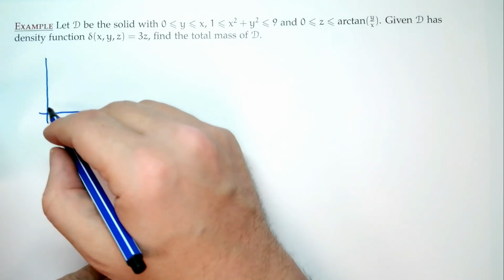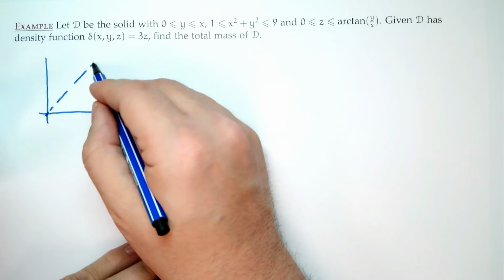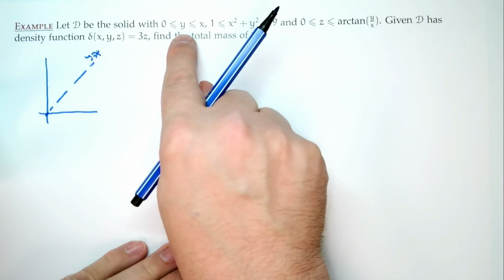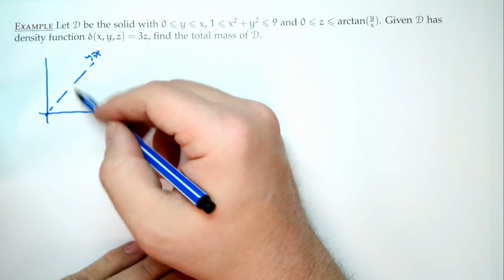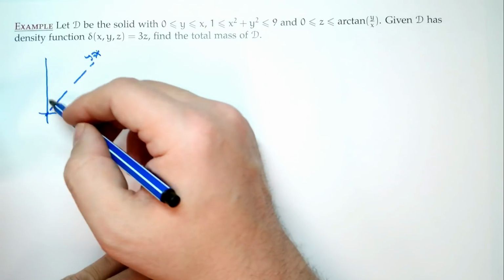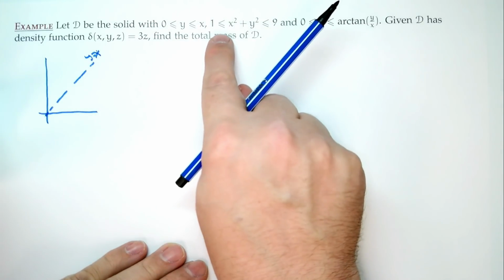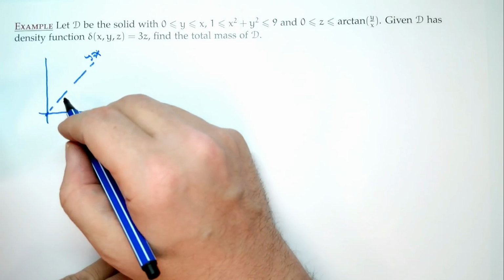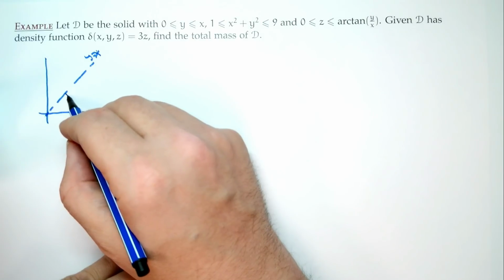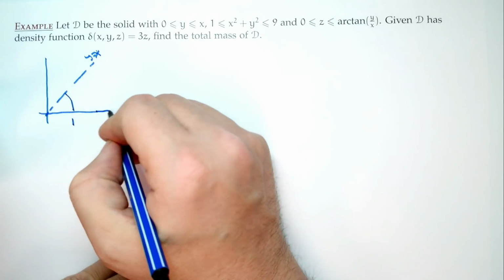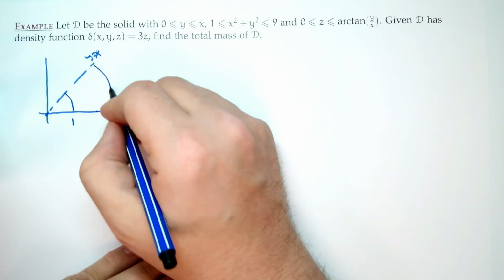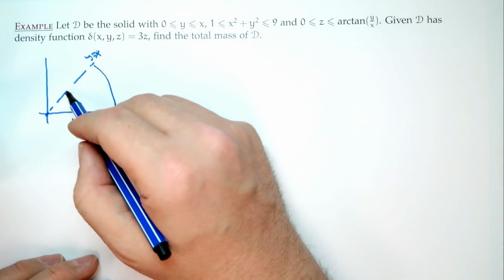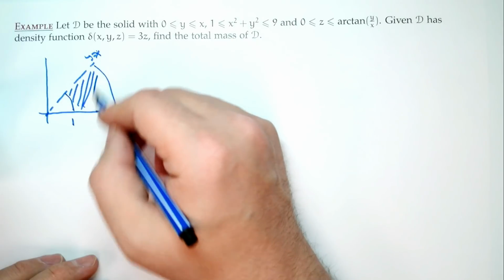So y equals x. Okay, so there's our line, y equals x. And we're told 0 is less than or equal to y, less than or equal to x, which means that we're in this wedge here. But we're also told 1 is less than or equal to x squared plus y squared is less than or equal to 9. Now x squared plus y squared equals 1, that's a unit circle, so that has radius 1. And x squared plus y squared equals 9, that's another circle. It has radius 3. So in the xy plane, that's our shape.